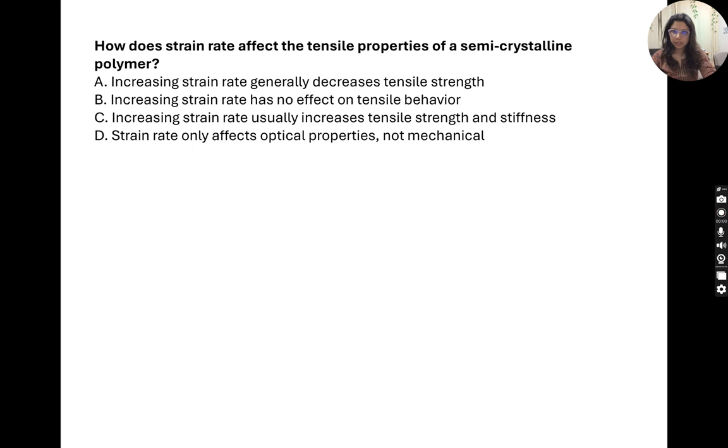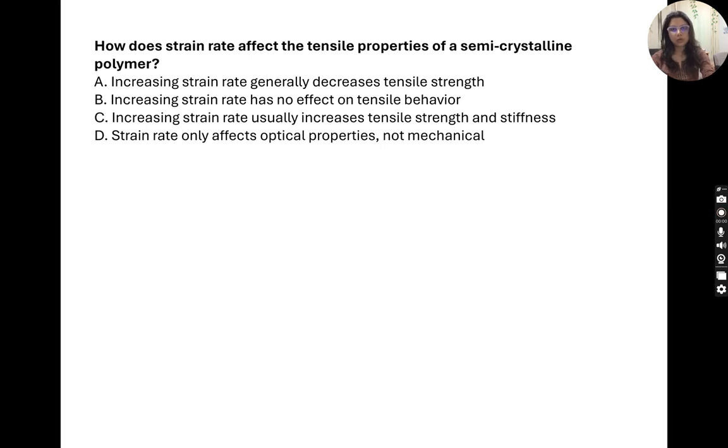Okay, let's move forward to the next question. How does strain rate affect the tensile property of a semi-crystalline polymer? They're asking how the tensile properties of a semi-crystalline polymer are affected by the strain rate. The options are: increasing strain rate generally decreases the tensile strength; increasing strain rate has no effect on tensile behavior; increasing strain rate usually increases tensile strength and stiffness; or strain rate only affects optical properties, not mechanical.